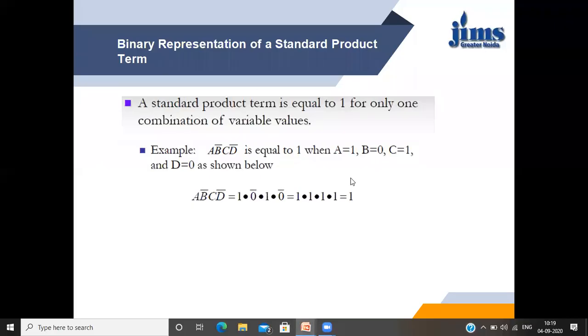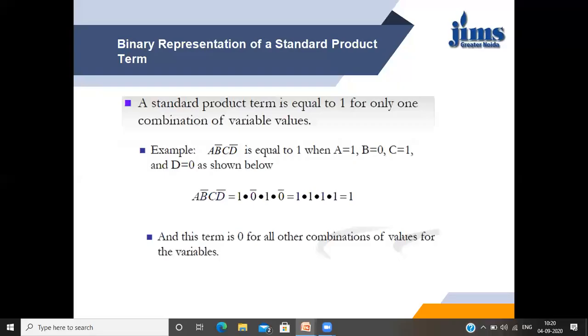Now in this regard, the value of A, B bar, C, D bar is 1, and B is 0 so B bar is 1, C is 1, and as D is 0, D bar is 1. So the value is 1 and 1 and 1 and 1, that is equal to 1. So in this manner we can find out the binary value of the SOPs.